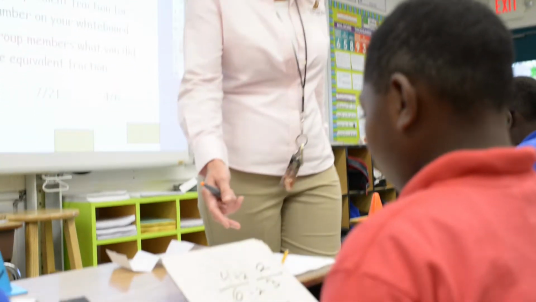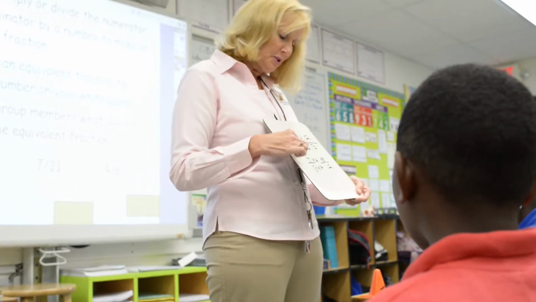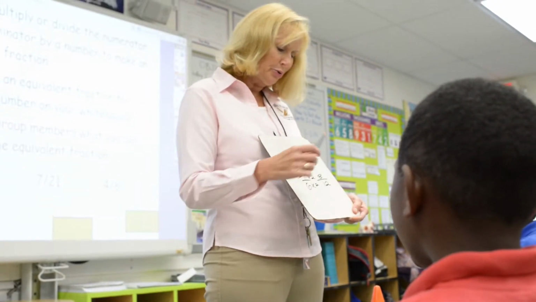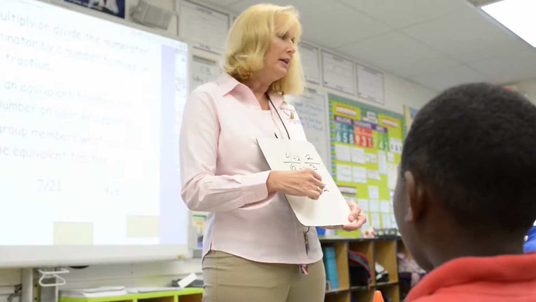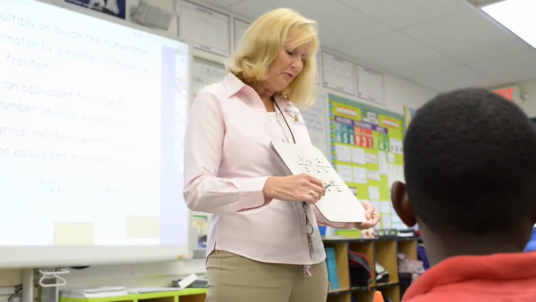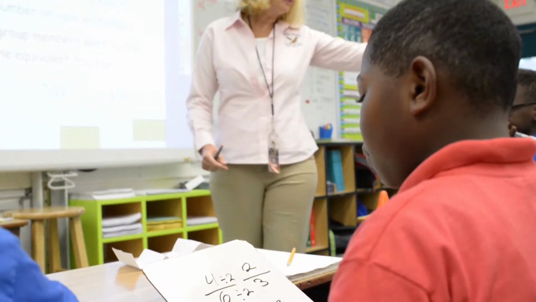Mark, can we show yours? Okay, Mark divided 4/6 by 2, and he got 2/3. And then he took 4/6 again and he multiplied by 2, and he got 8/12. Now both of those are equivalent fractions. Okay, very good. You got it, Gloria.